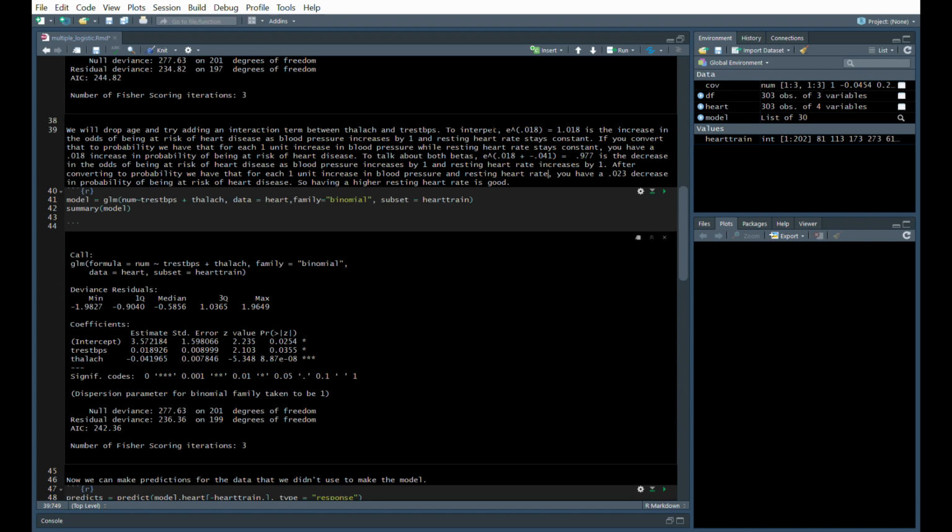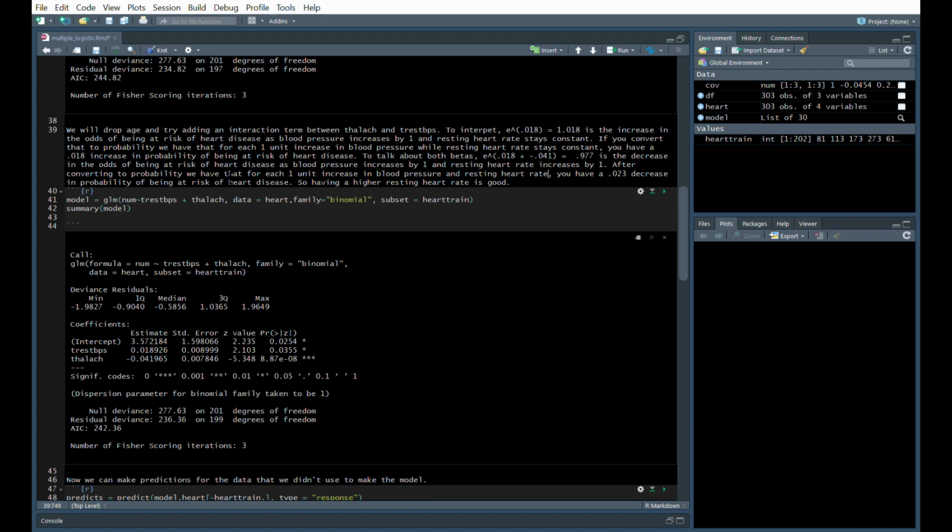If we were to talk about both betas together, you just add them together. So e to the 0.018 plus negative 0.041, which is equal to 0.977. This is the decrease in the odds of being at risk of heart disease as blood pressure increases by 1 and resting heart rate increases by 1. After converting to probability, we have that for each 1 unit increase in both blood pressure and resting heart rate, you have a 0.023 decrease in probability of being at risk of heart disease.